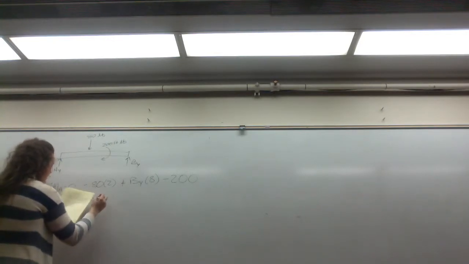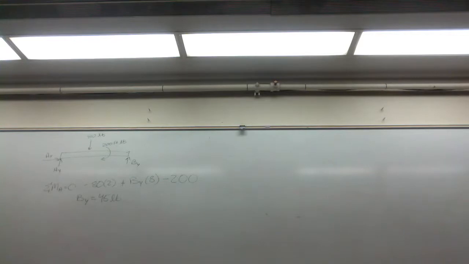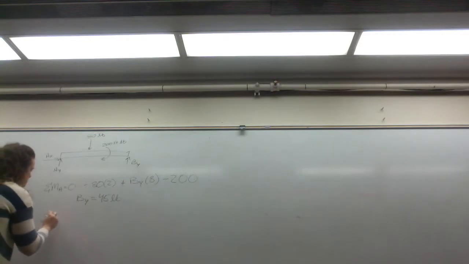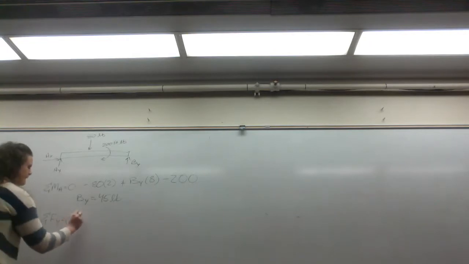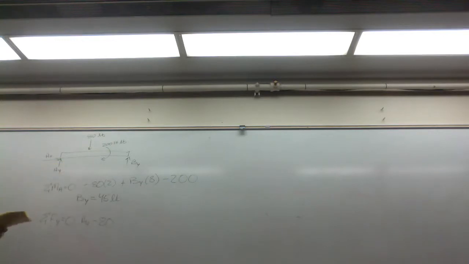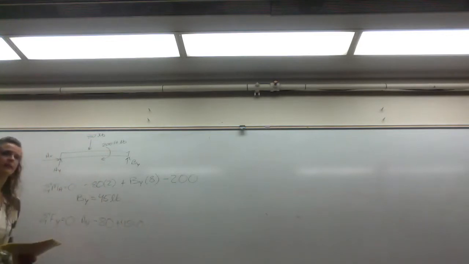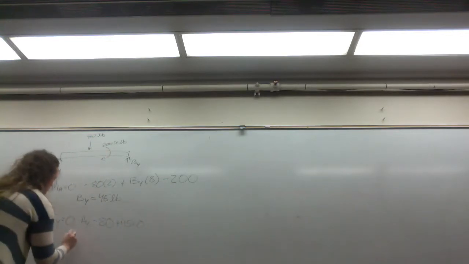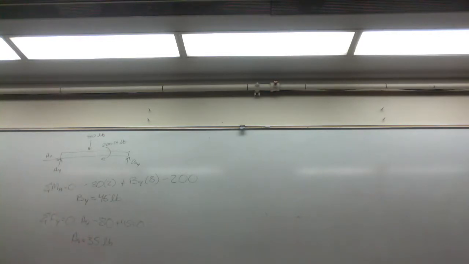Okay. So solving for By, immediately, we get By is equivalent to 45 pounds. Right? So now that you've summed the moments at A and solved for By, you can easily sum the forces in the Y to solve for AY. So AY minus 80 plus BY, 45, equals 0. So we solve for AY to be 35 pounds.